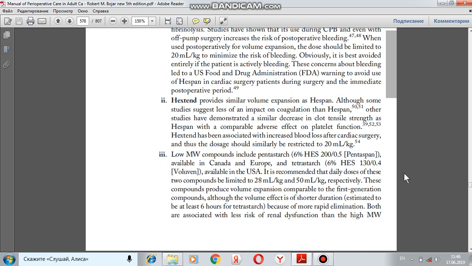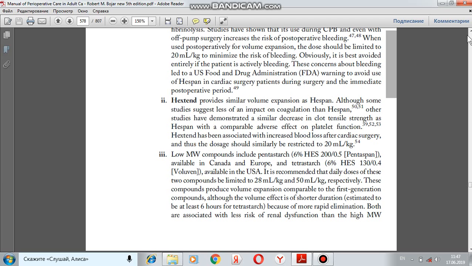Low molecular weight compounds include pentastarch, 6% hydroxyethyl starch, Pentaspan, available in Canada and Europe, and tetrastarch, Voluven, available in the United States. It is recommended that daily doses of these two compounds be limited to 28 milliliter/kilogram and 50 milliliter/kilogram respectively. These compounds produce volume expansion comparable to the first generation compounds.